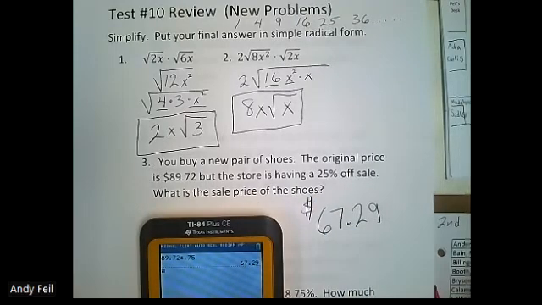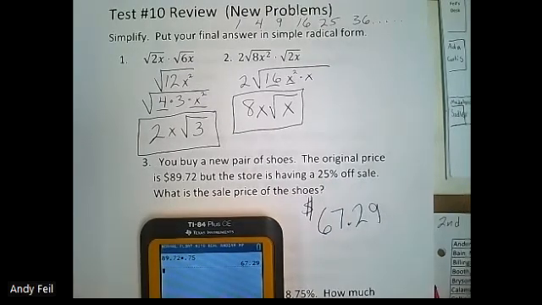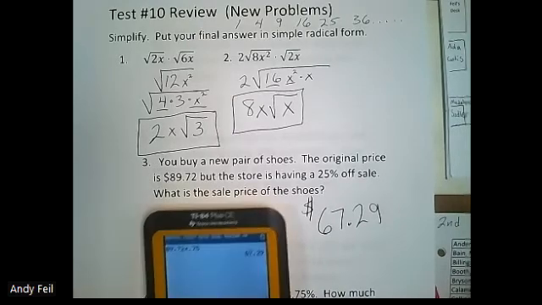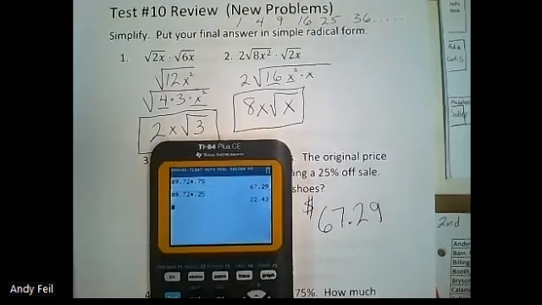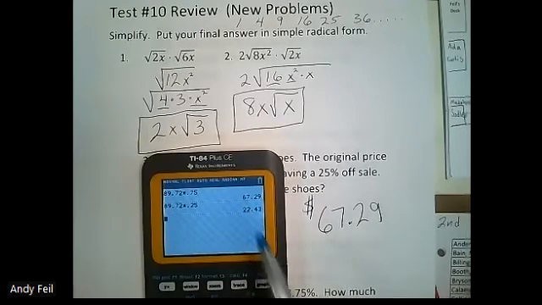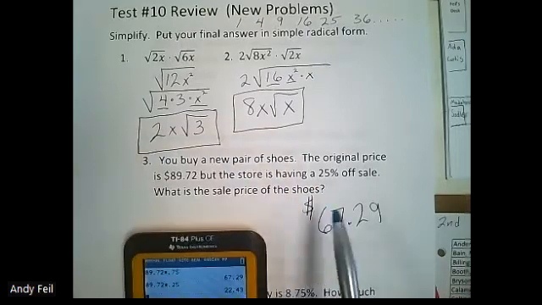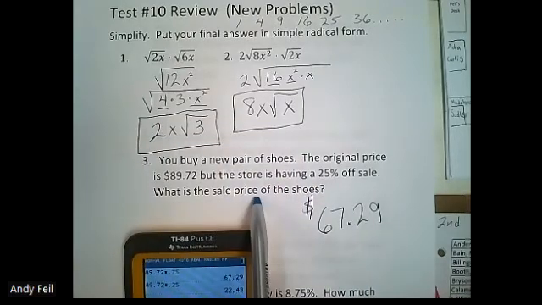But what about the 20% off sale? We're talking about that. This is a 25% off sale. Yeah, but now, what if I would have said, how much off are you getting on the shoes? Would that have changed things? Yes. Then I would have taken $89.72 times 0.25, and you'd have said, you're getting $22.43 off. But the way this is worded, it's not asking how much was taken off. It says, what is the sale price? So the sale price is $67.29.